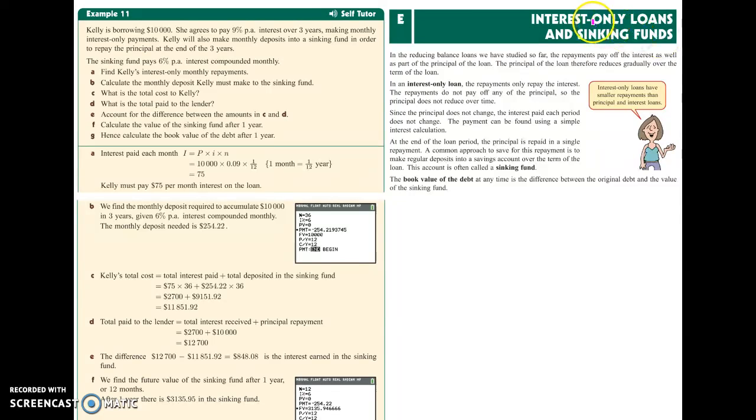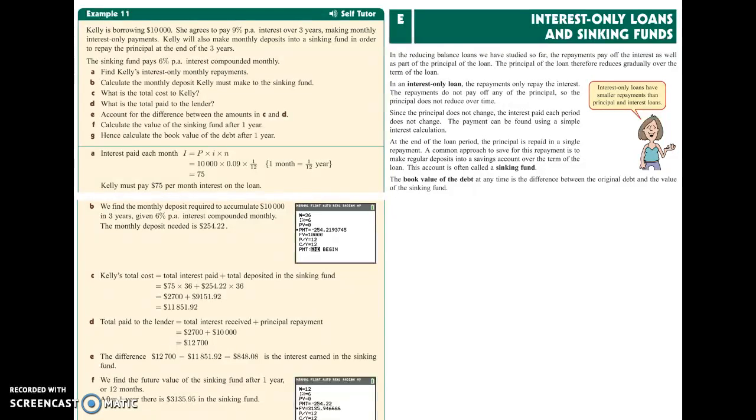Right, here's a question on interest-only loans and sinking funds. Just a little intro here that's straight from the textbook. It says in the reducing balance loans we've studied so far, the repayments pay off the interest as well as part of the principal. So what it's saying is when we make a repayment each month, that money's coming off the interest but also coming off the principal.